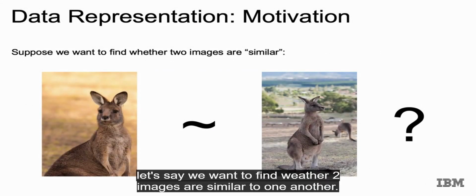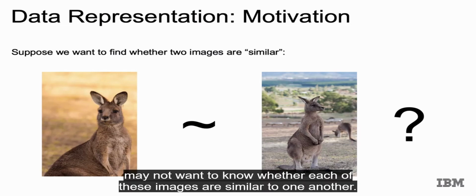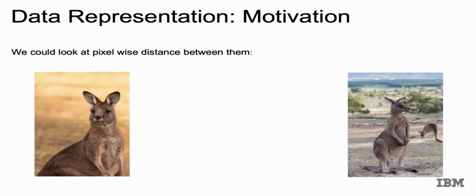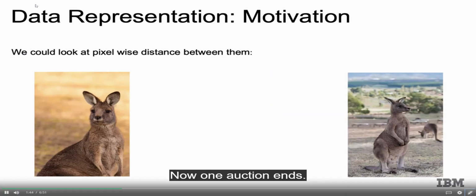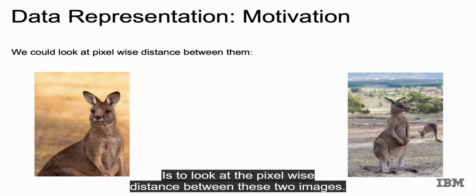Now, as motivation, let's say we want to find whether two images are similar to one another. So we have two pictures here, each of a kangaroo, and we want to know whether each of these images are similar to one another. Now, one option, and I'll say right off the bat that we probably don't want to do, is to look at the pixel-wise distance between these two images.